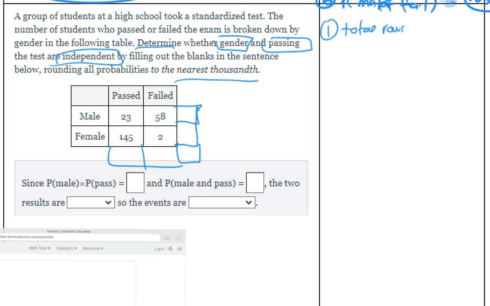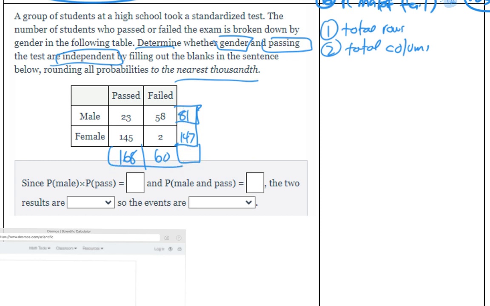All these boxes. Okay, so if we total our rows going this way, 23 plus 58 gives us 81, right? If we do this, 142 plus 145 plus 2 is 147. The next thing we want to do is total our columns. So if we do that, 23 plus 145 is 168. 58 plus 2 is 60. And we remember this should total the same as this, so check our work on that.